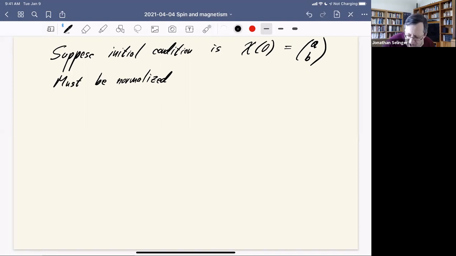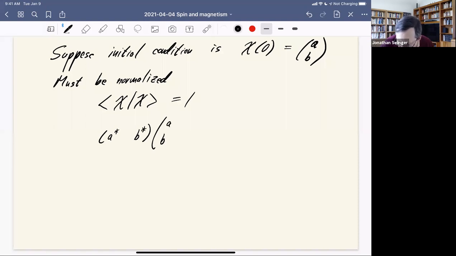So when we say that it's normalized, that means the inner product of chi with chi equals 1. That means that the row vector (A star, B star) times the column vector (A, B) is 1. Or if we multiply this out, the absolute value of A squared plus the absolute value of B squared is 1.